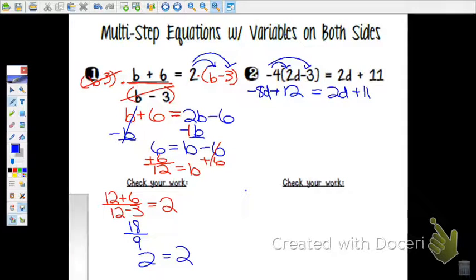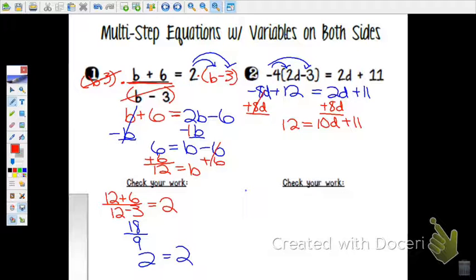So again, now I've got a problem like what I was working with last week. Variable on both sides. I like to pick on the little guy, so I want to get rid of the negative 8d. And I do that by adding 8d to both sides. 12 equals 10d plus 11. So I got rid of one of the variables.